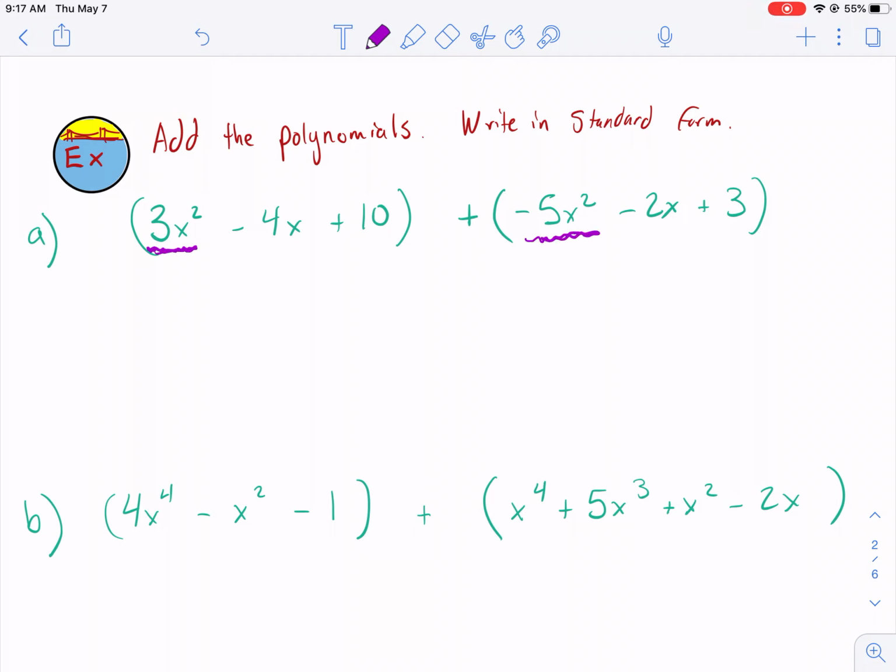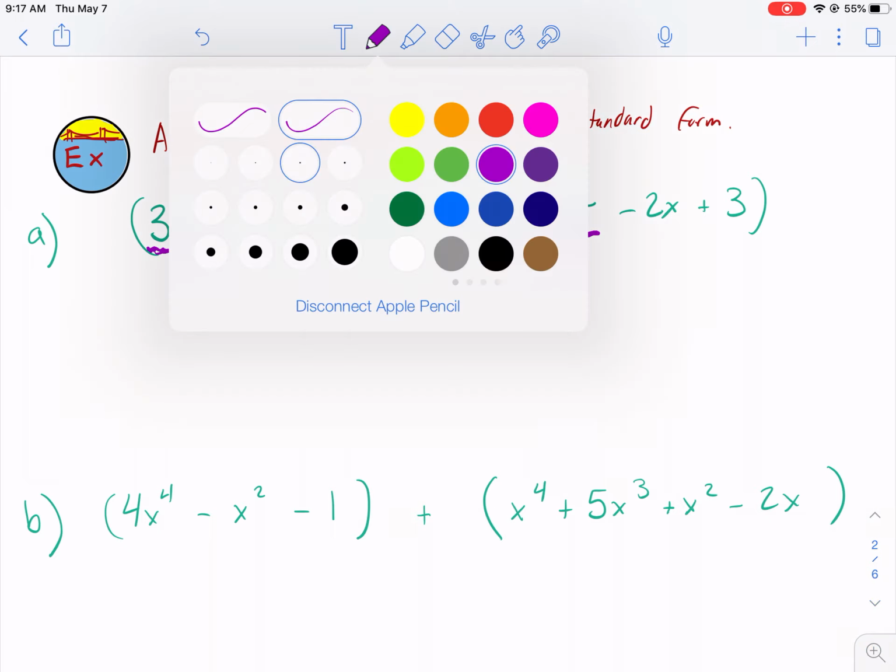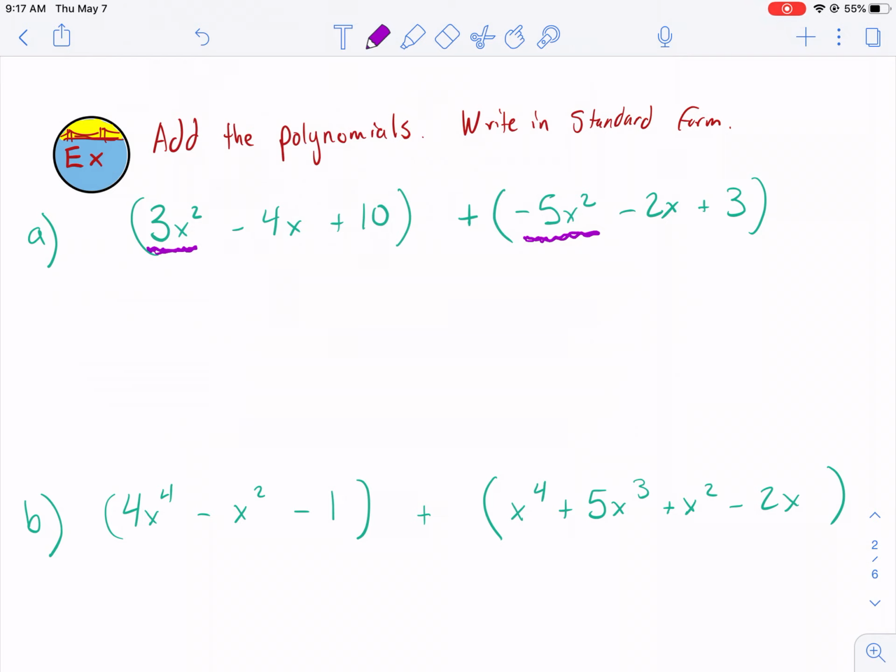Here we have another x squared, and it has a negative 5. So we can combine those two. Let's think about what other ones we can combine. We have an x, so we're going to include the negative 4 there, and we have a negative 2x, and then we have a constant 10 and a constant 3. So we're going to combine 3x squared minus 5x squared, minus 4x minus 2x, and then plus 10 and plus 3.